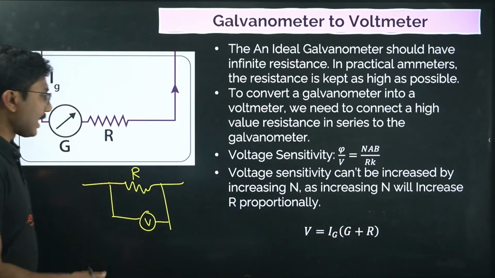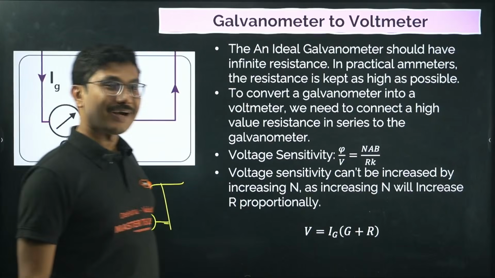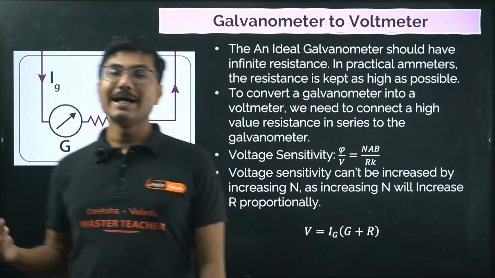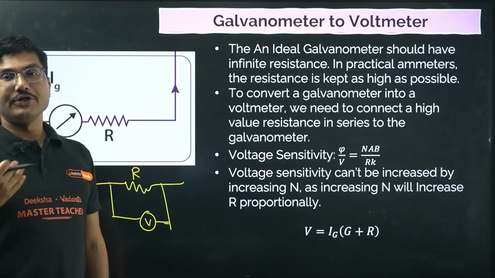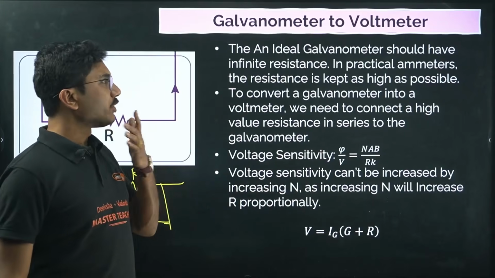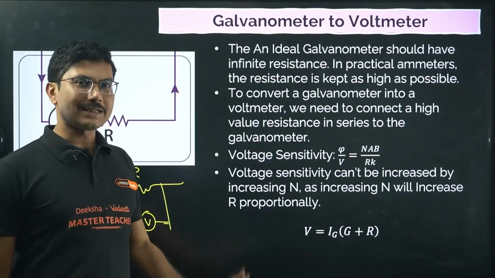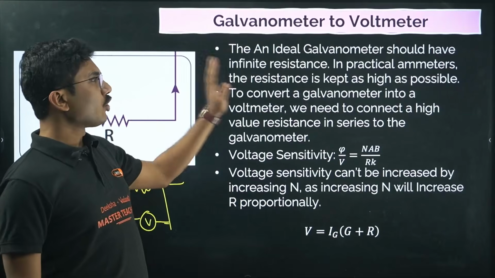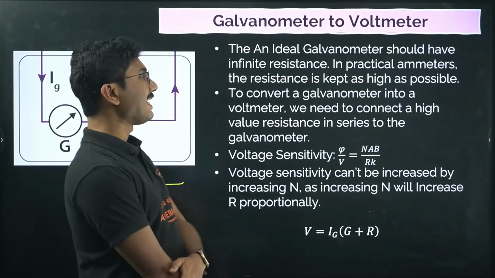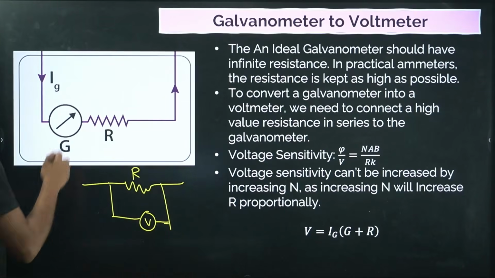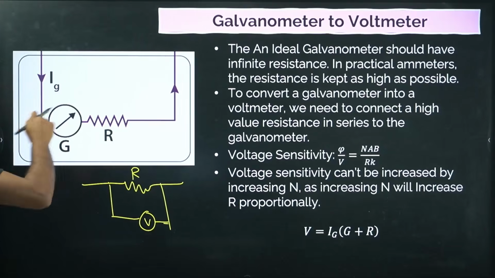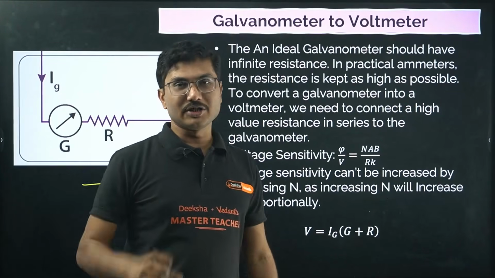Because in a parallel combination the combined resistance decreases, that's why an ideal voltmeter should have infinite resistance, so that it does not affect the original resistance. But in practicality, obviously infinite is not possible. So in practice the resistance is kept as high as possible. To convert a galvanometer into a voltmeter, we need to connect a high value resistance in series to the galvanometer. So here is the galvanometer, here is the resistance which is connected in series, and the current flowing through the galvanometer should be restricted to Ig only.